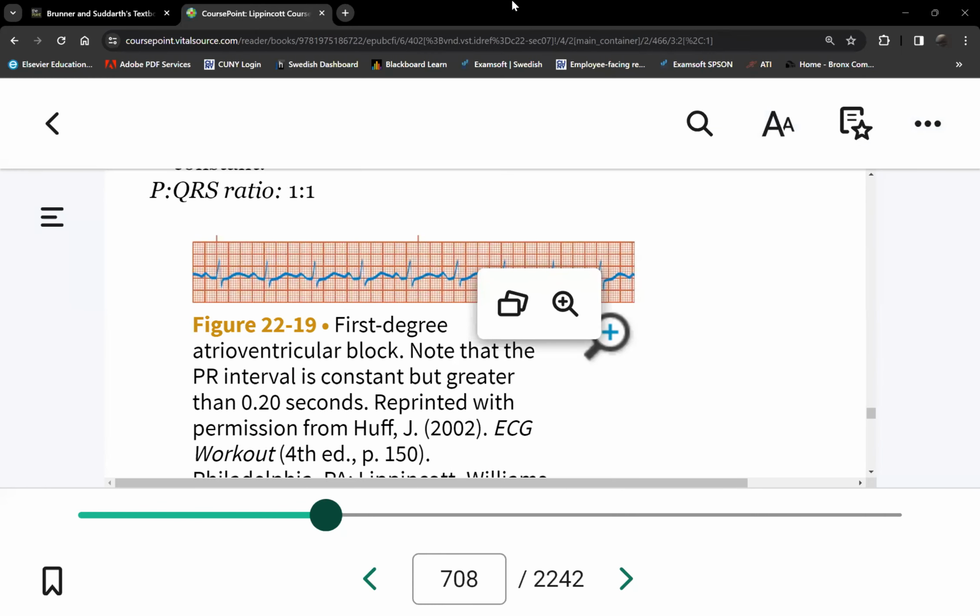Sometimes it will lower the heart rate down to below 60, but sometimes it's exactly 60. Okay, depending on how long is the PR interval. So sometimes it's 0.22, sometimes it's 0.24 seconds. So obviously if it's 0.24, then that will drop your heart rate to below 60. You agree? Okay.